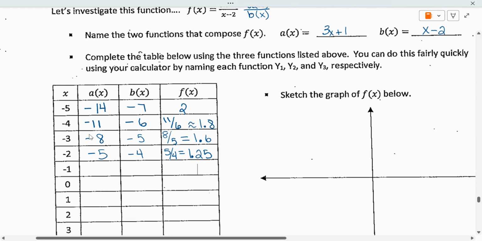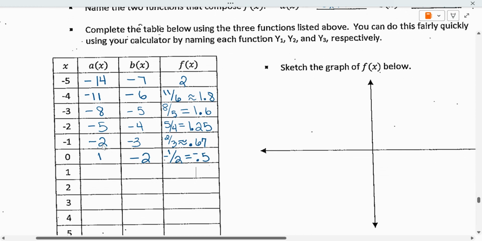What about when you let x equal negative 1? Well, a of x is negative 2, b of x is negative 3. Negative 2 divided by negative 3 is a positive 2/3, which is about 0.67. We know that it's 0.6 repeating, but we're just going to round it to 0.67. What about when x is 0? When x is 0, a of x is 1, and b of x is negative 2. So 1 divided by negative 2 is negative 1/2, which is negative 0.5. You guys get what I'm doing?